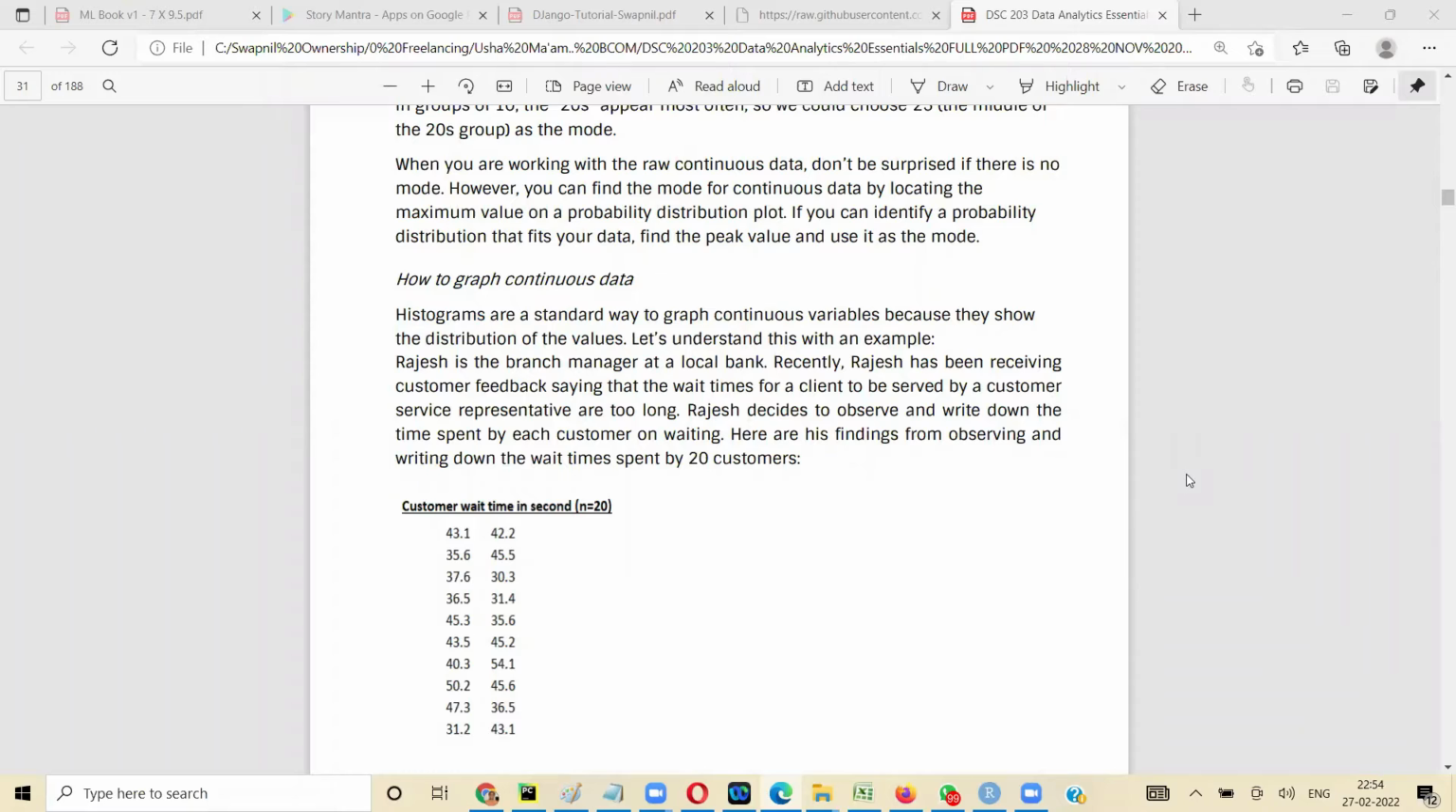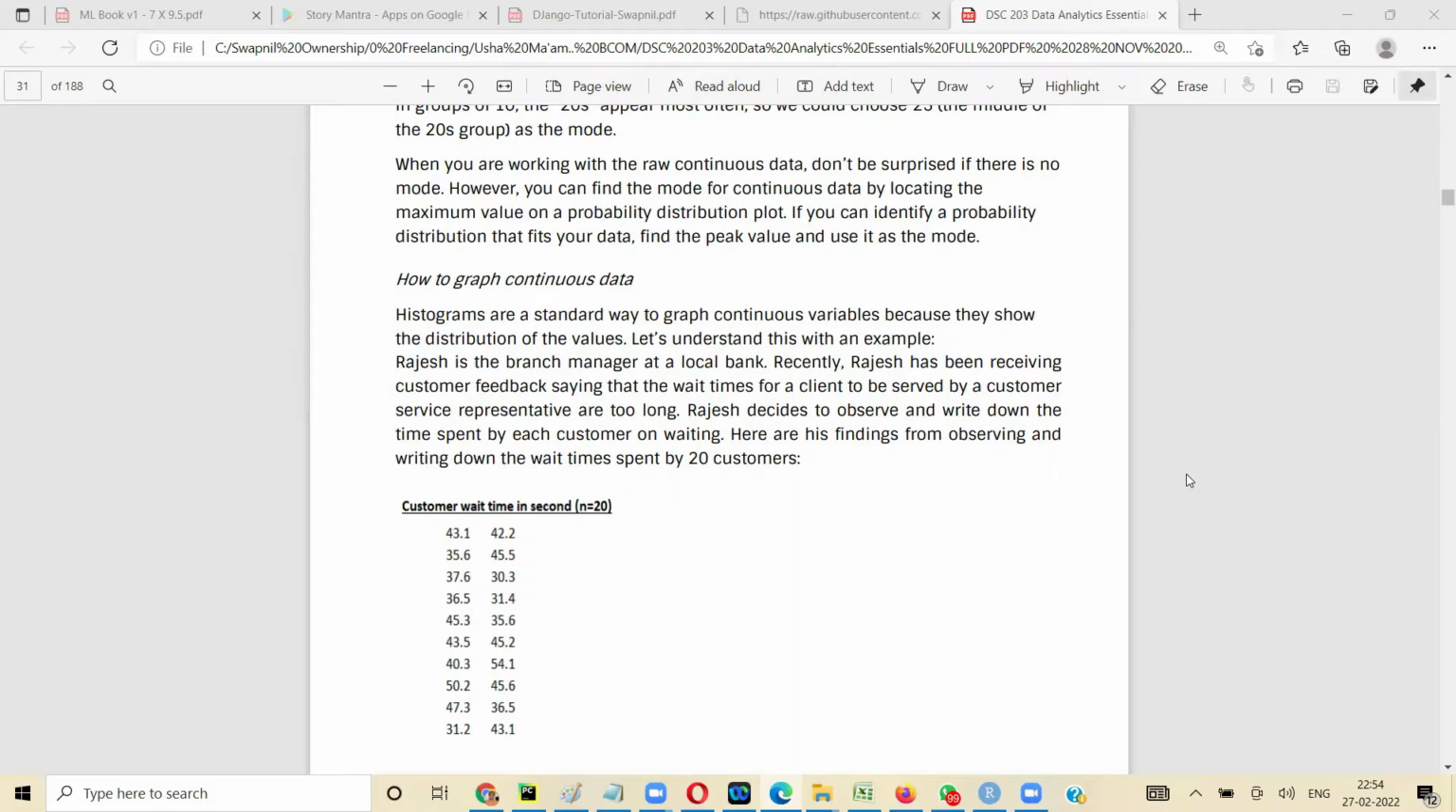What it says is, a branch manager is getting complaints that customers are spending too much time, getting late, spending too much time for their banking work. The branch manager wants to understand: is it really true? How much time are people spending in the queue? And how can he help?